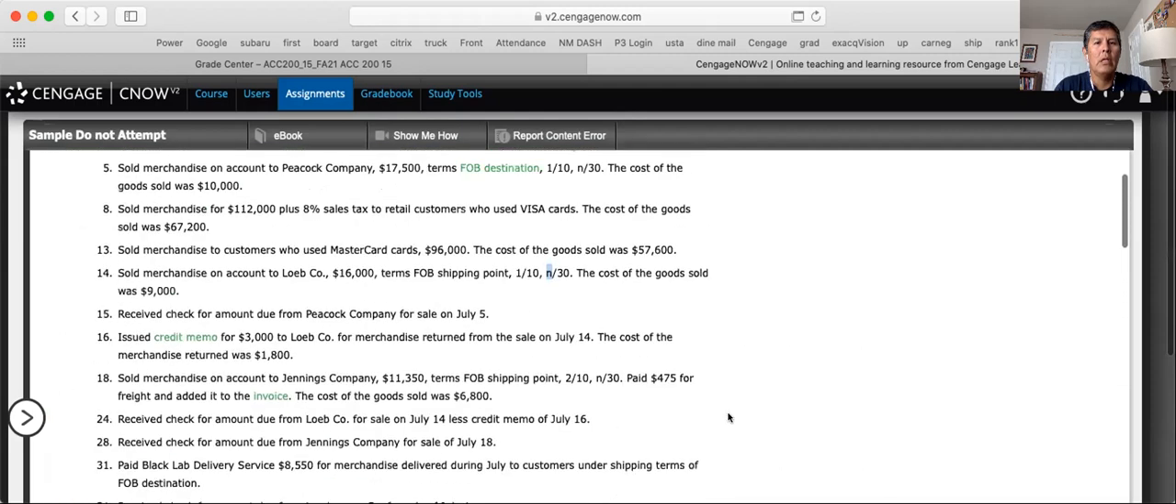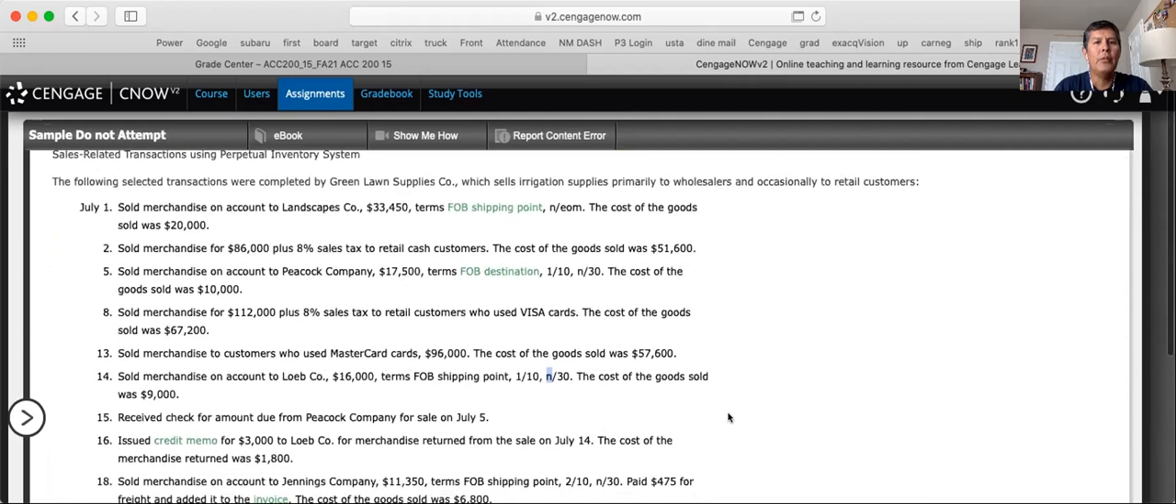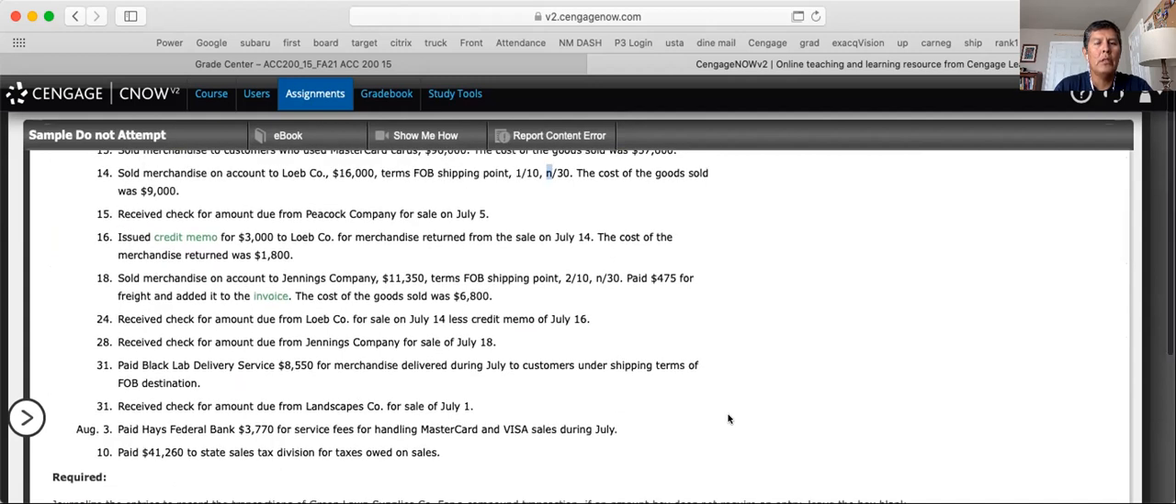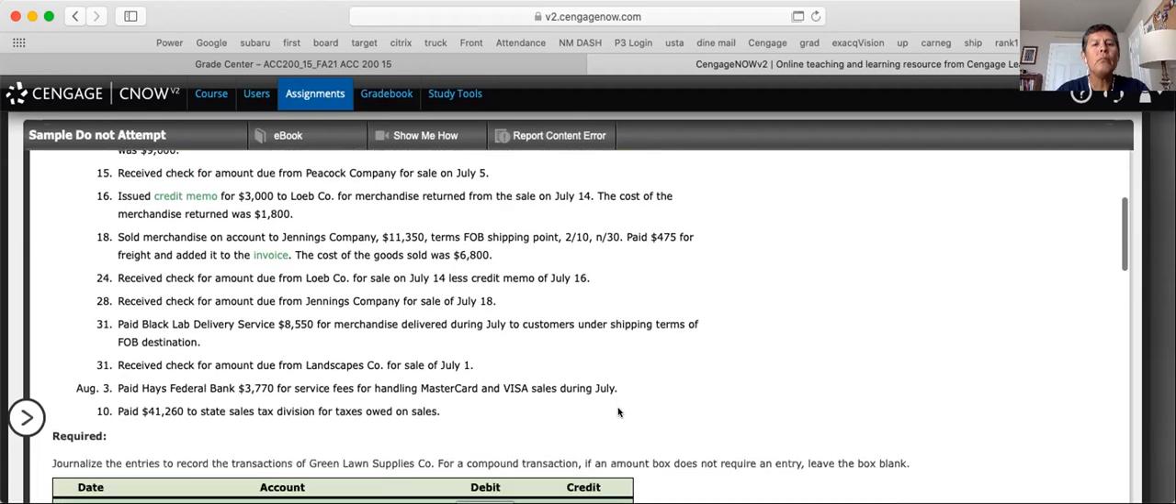Hang on one second. FOB shipping point. Okay, so 16,000. I'm on my calculator, 16,000 times 0.01, and that gives us $160. So we take our value of 16,000 and subtract $160 because they get a discount. So that value will be $15,840. Again, you are going to need to do some calculating.